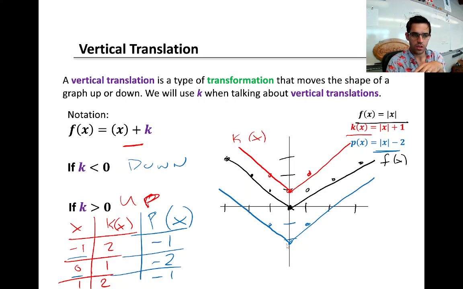And so what we see here is that if we have plus k, and k is some positive number, we go up, and if k is some negative number, we go down. Unlike horizontal transformations, this one's a little more intuitive. Plus means up, minus means down.